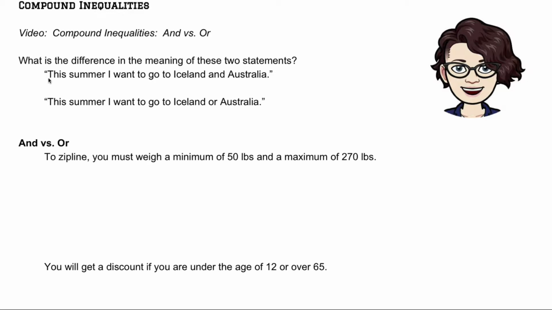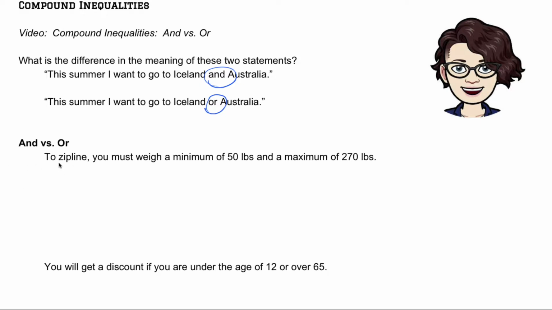So let's look at these sentences. What's the difference in the meaning of these two statements? This summer, I want to go to Iceland and Australia. First sentence. Second sentence, this summer, I want to go to Iceland or Australia. So what's the difference in those? Well, the first one implies that I want to go to both of these places, both of them. The second one implies that I'm only going to go to one or the other, and either one would be okay.